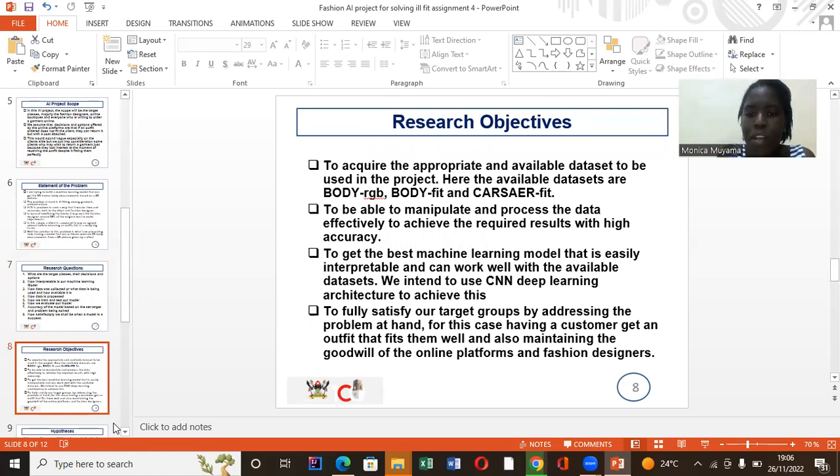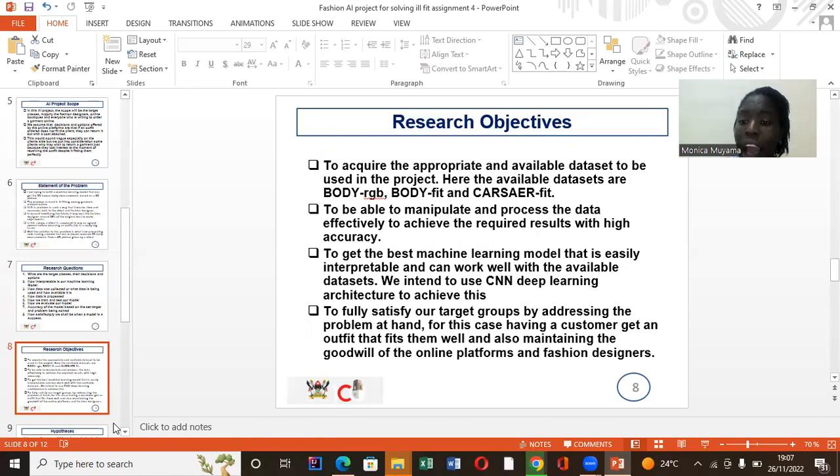To acquire the appropriate and available data sets to be used in the project. Here, the available data sets that are going to be used are body RGB, body fit, and cursor fit. To be able to manipulate and process the data effectively to achieve the required results with high accuracy, to get the best machine learning model that is easily interpretable and can work well with the available data sets. Here we intend to use the convolutional neural network deep learning architecture to fully satisfy our target groups by addressing the problem at hand.